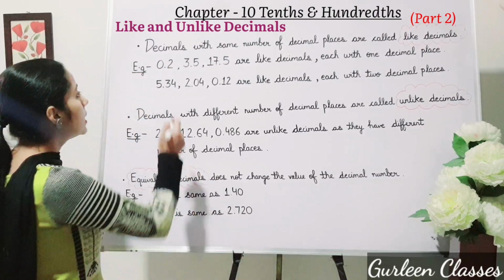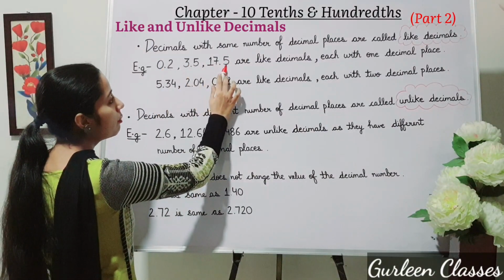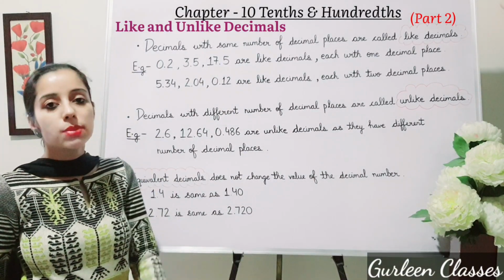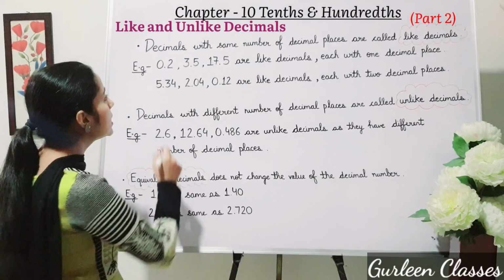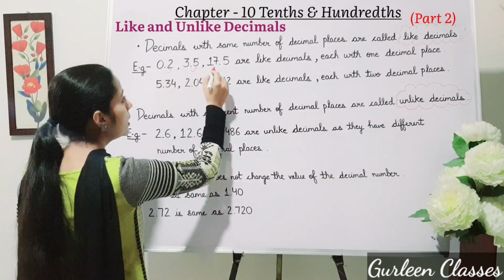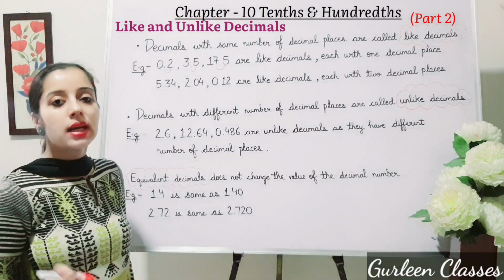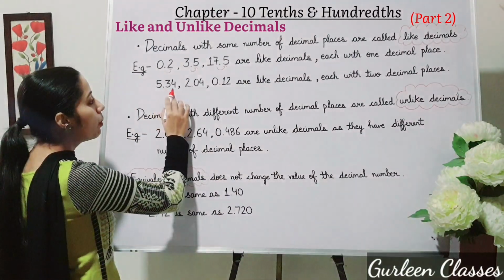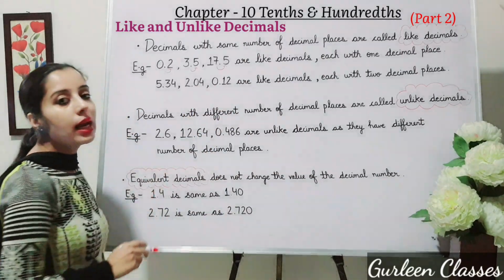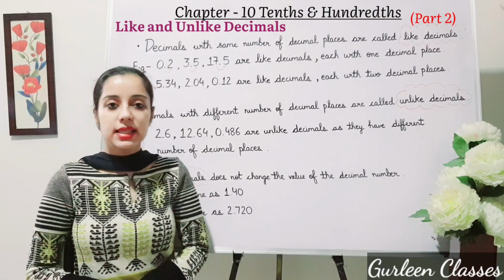Example, here you can see 0.2, 3.5, 17.5. They are like decimal, each with one decimal place. Here you can see after decimal point there is one digit, here also one digit and here also one digit. So they are like decimals. Another example, 5.34, 2.04, 0.12. They are like decimal. Each of them have two decimal places.